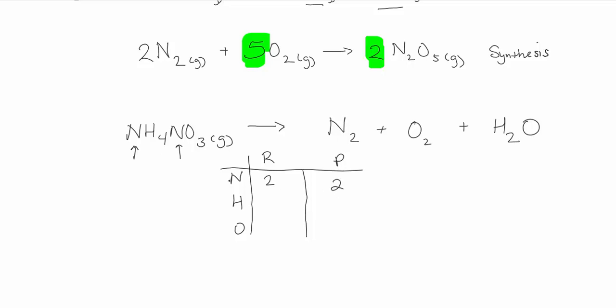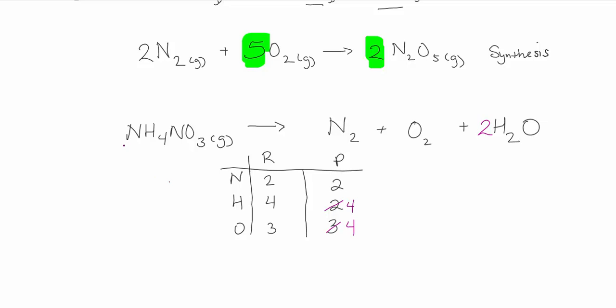On the reactant side, I have 4 hydrogen atoms, and on the product side, I have 2. On the reactant side, I have 3 oxygen, and on the product side, I have 3 oxygen. So it seems fairly straightforward, except for the hydrogen. Now, because hydrogen is over here with water, if I put a 2 here, not only does that change my hydrogen, but it also changes my oxygen. Now I have 4. So this one's going to take a little more doing.